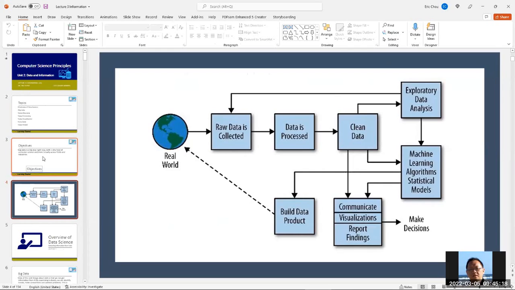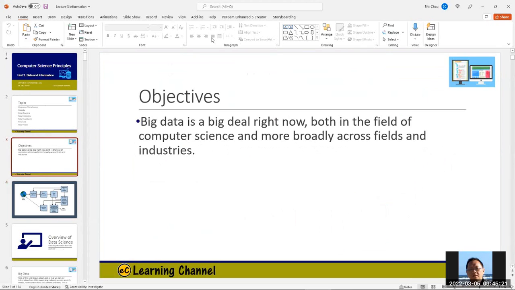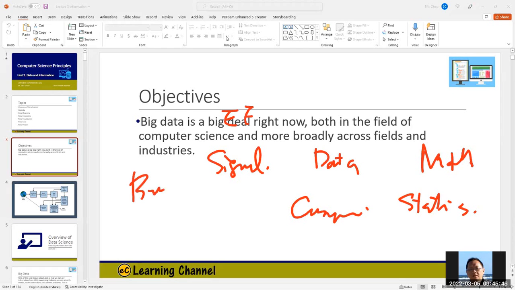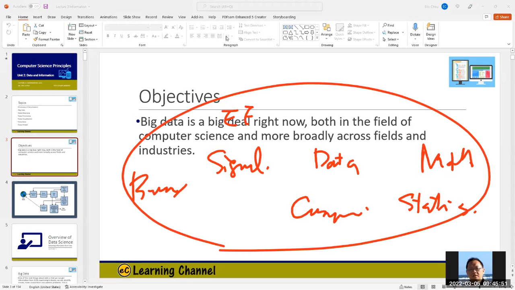So data science is not just programming, and not just data. It's everything that I have talked about, including math, including stats, including data sampling, including computer programming skill, including signal processing, that's in EE, including business, everything put together. That is your data science.